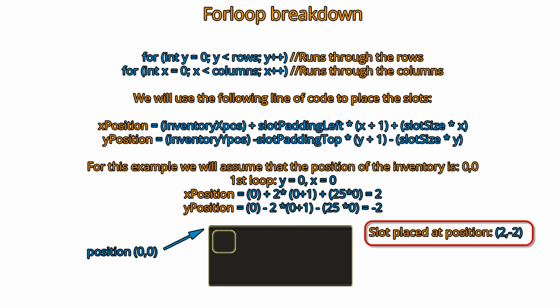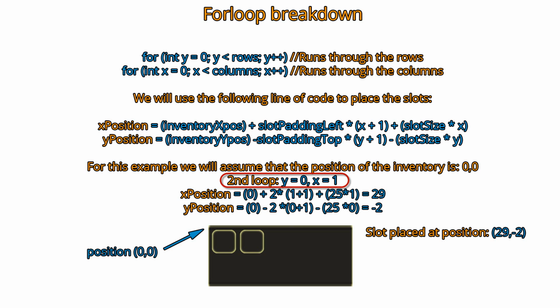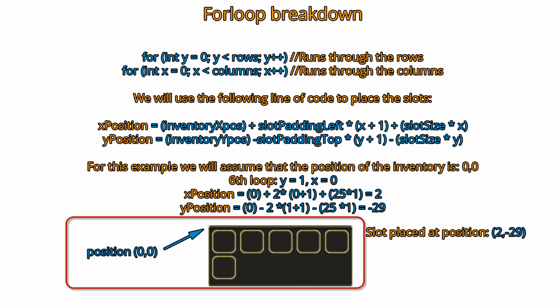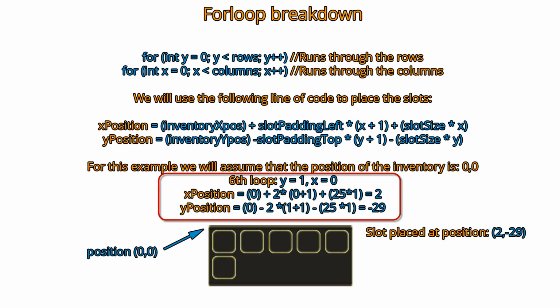We keep doing this, and next time we place a slot, our x value has increased from 0 to 1. So our x position is calculated to 29, and our y position is still calculated to -2 because y hasn't changed. If we keep doing this, we'll end up with 5 placed slots in the top row. And when we've done that, the x value resets and the y value is increased.